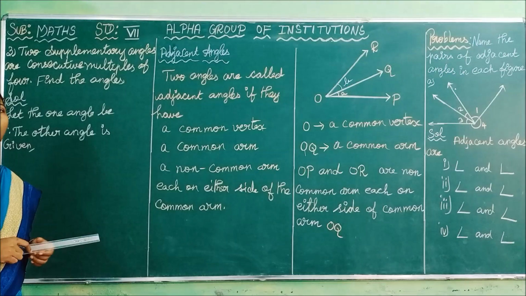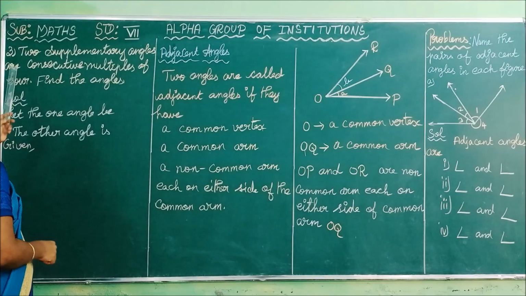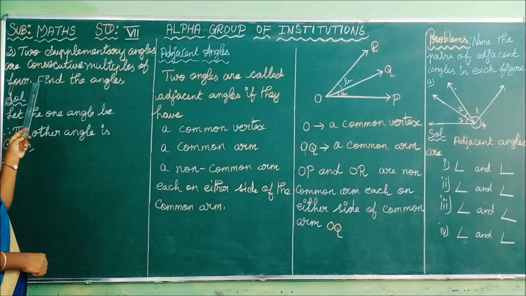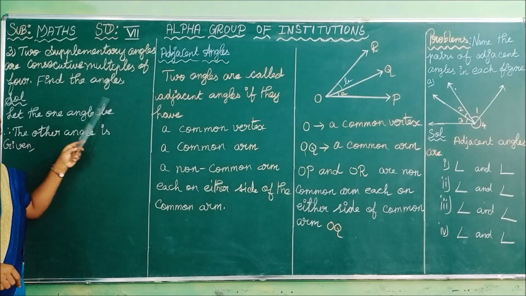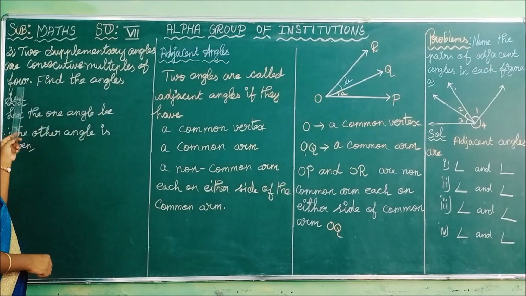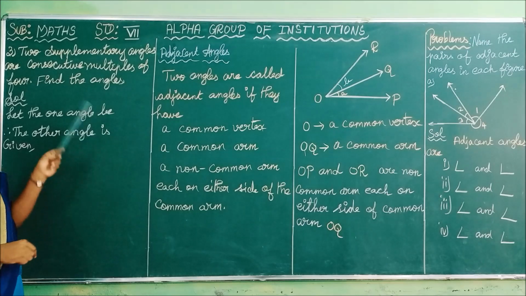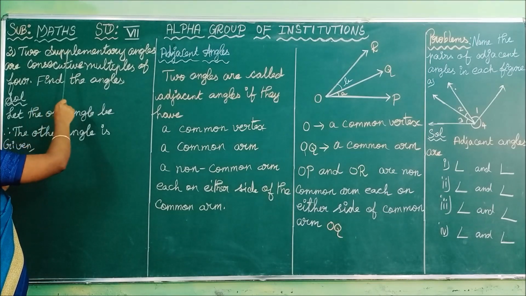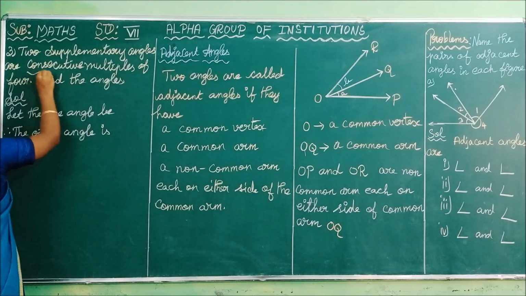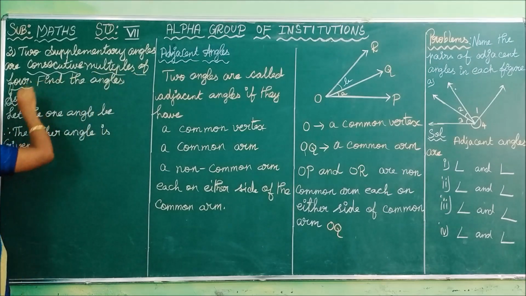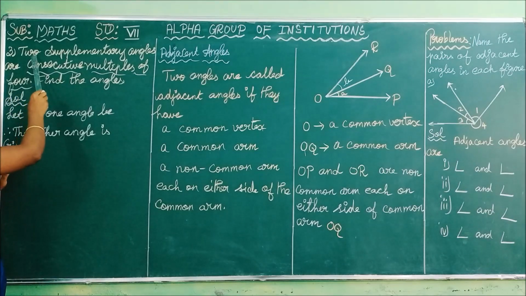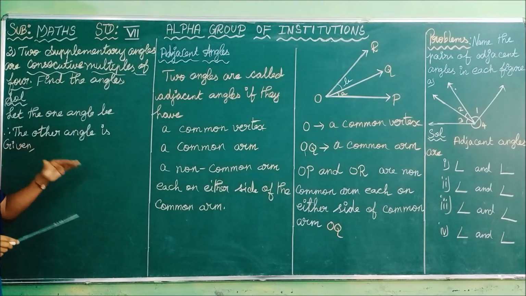Do you understand, children? Let us see one more word problem, children. Two supplementary angles are consecutive multiples of 4. Find the angles. What is the given data in the question? Two supplementary angles are consecutive multiples of 4. Find the angles. We have to find the two angles. The two angles are supplementary angles, and what is the hint they have given? They are consecutive multiples of 4. Do you understand, children? Consecutive multiples means continuous numbers, the next and preceding number. Okay. So, two supplementary angles are consecutive multiples of 4.